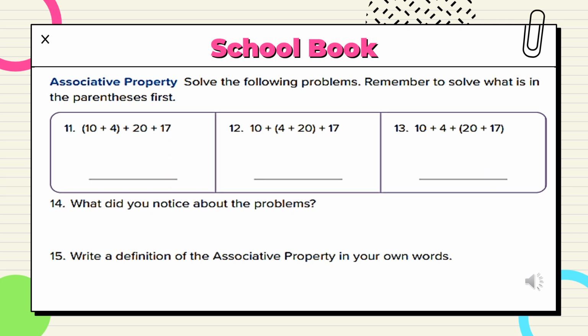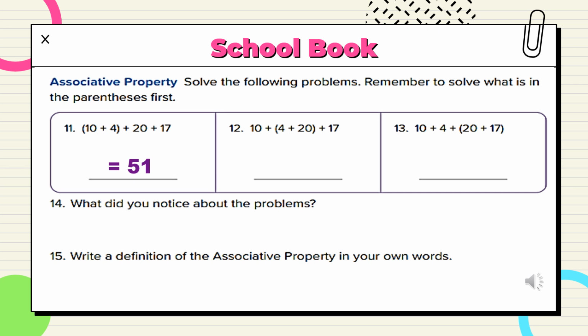Now it's time to practice more about associative property. So what's meant by associative property? It means we can group the addends in different ways and we will get the same sum. So the first one here, we must finish the brackets or the parentheses first. So 10 plus 4 equals 14. Then we add 14 plus 20 plus 17 equals 51.